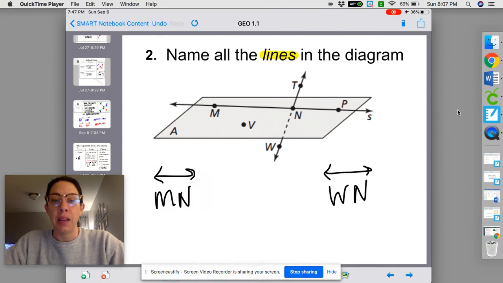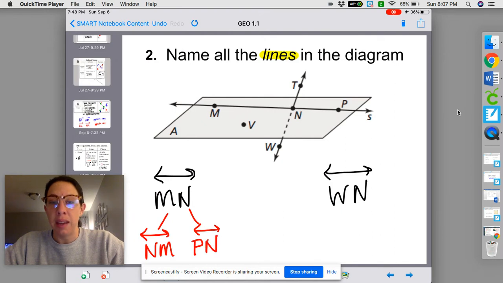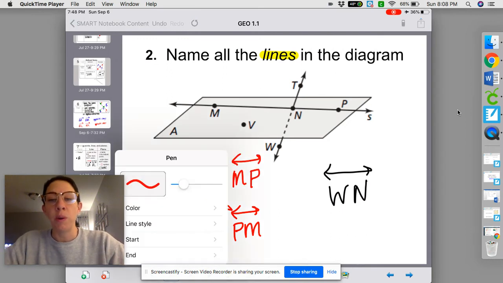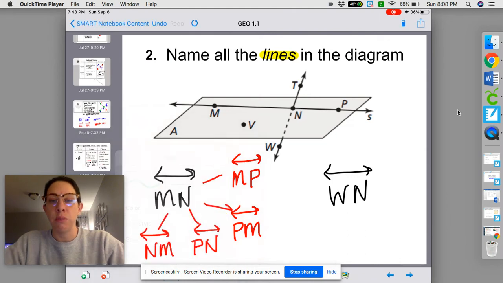We could name line MN, we could list the N first if we wanted to. We can name it line NM. Or we could even use the P. We could name it line PN. So these are all different ways to name the exact same line because all we need to do is use 2 points that are on the line. It can be any 2 points. And the reason behind that is because the line extends infinitely in both directions. So no matter what points you use, it's going to contain those.